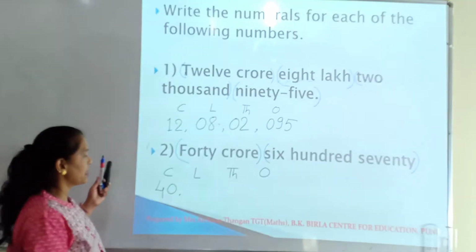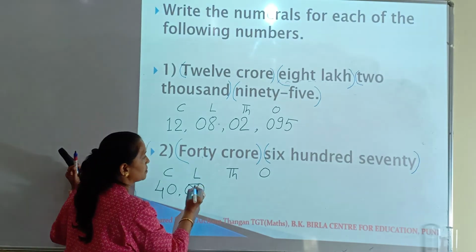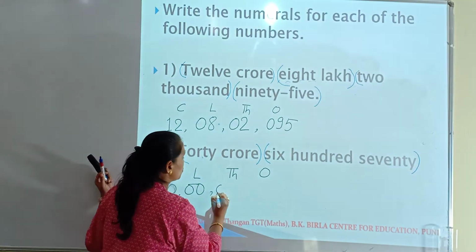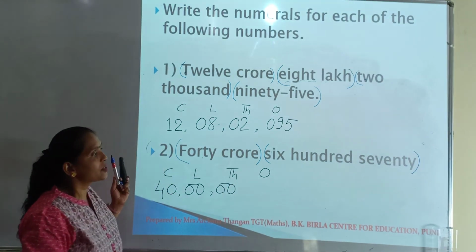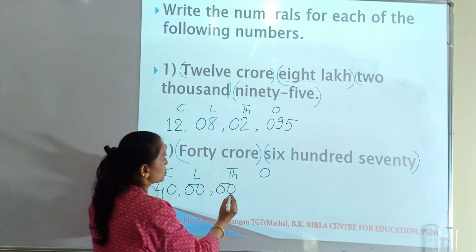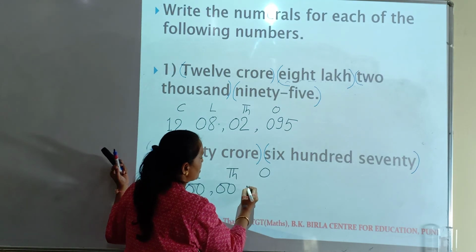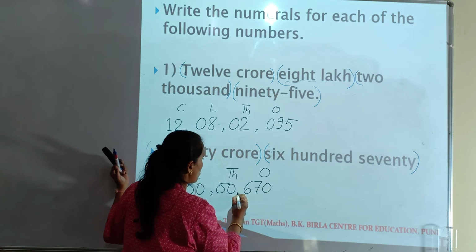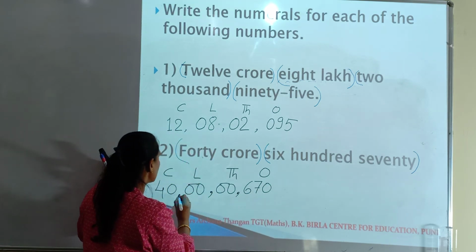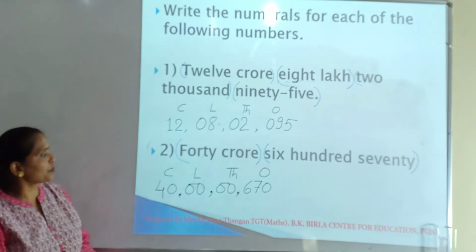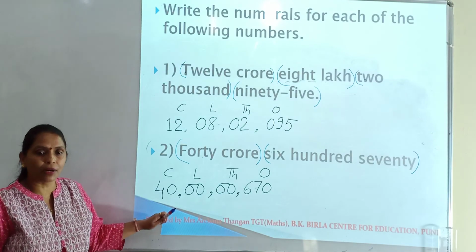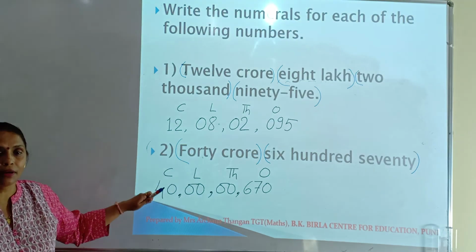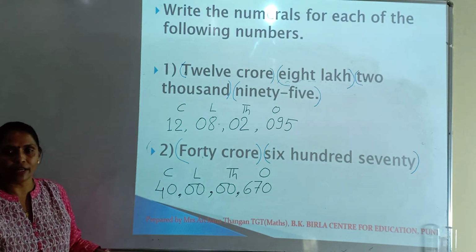The lakh period is missing. I need to put 2 zeros. Then the 1000 period is also missing. I need to put 2 zeros and 670. So in the ones period, I have to write 670 and put a comma according to the Indian system. This is the way we have to write the 9-digit number in figures. Hope you understood how to write and read the number according to the Indian place value.